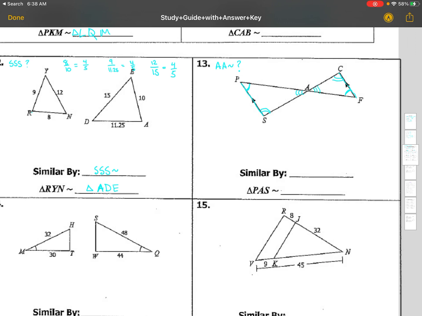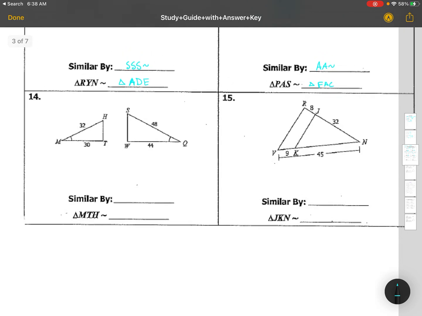And we also have these vertical angles in the middle that are congruent. So we have 3 pairs of congruent angles. So these are similar by angle similarity. So we have triangle PAS. We went 1 arc to 3 arcs. So we have PAS is going to be congruent to triangle FAC.